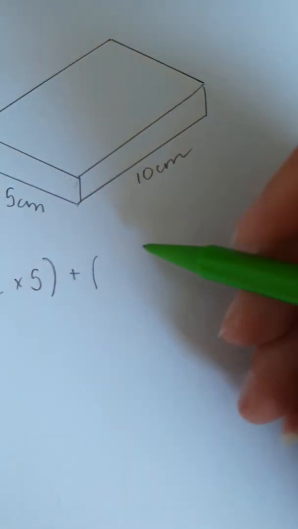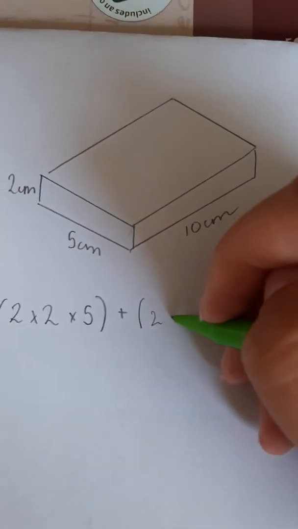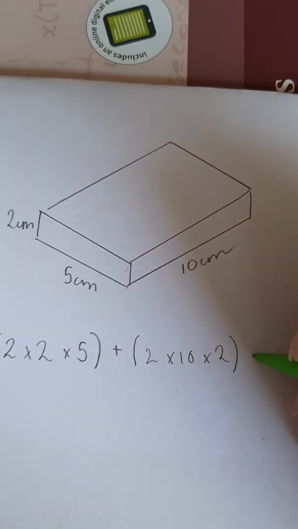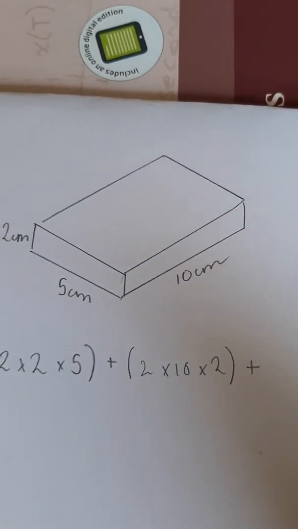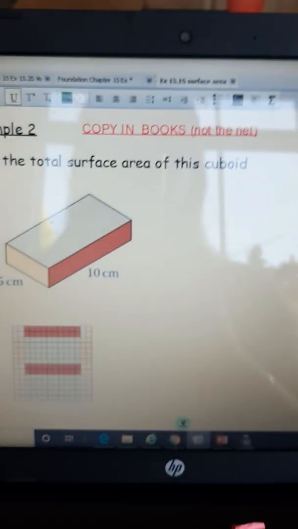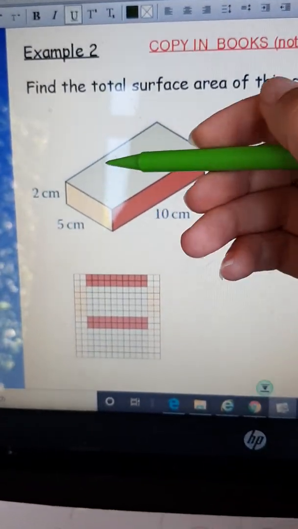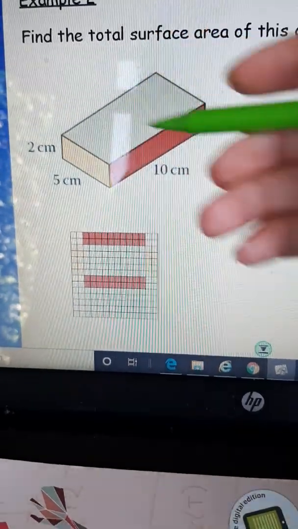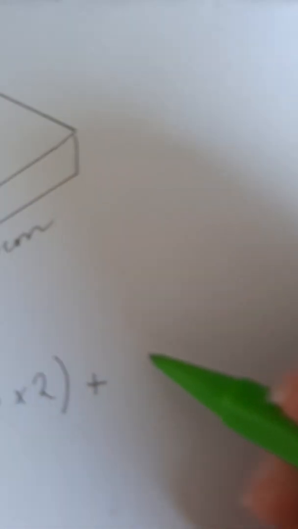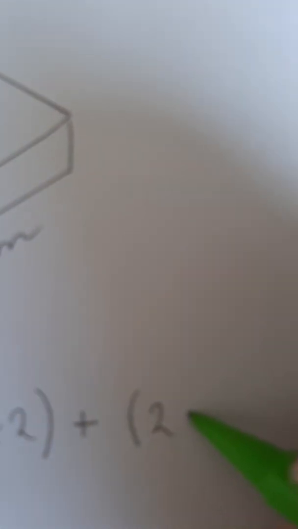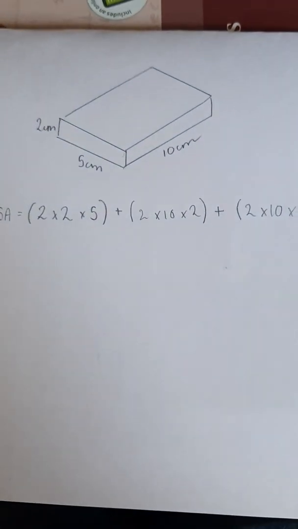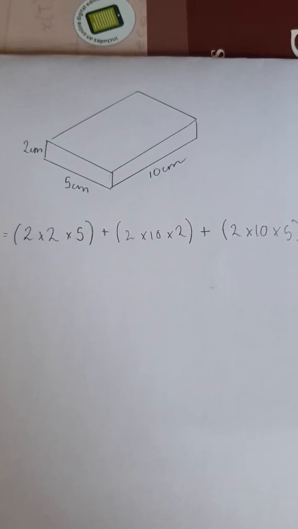2 times 10 times 2. But we know that we can write these in any order that we want because multiplication is commutative. And then lastly, 2 of the green face, which is 2 times 10 times 5. So, excuse my filming, goodness me. 2 times 10 times by 5. And that is actually all the working out we need to do to find the surface area of that.